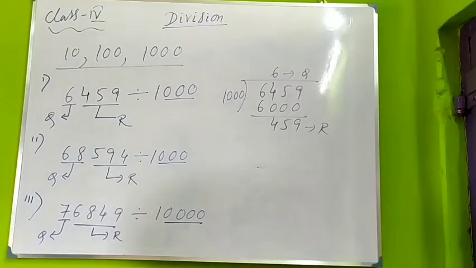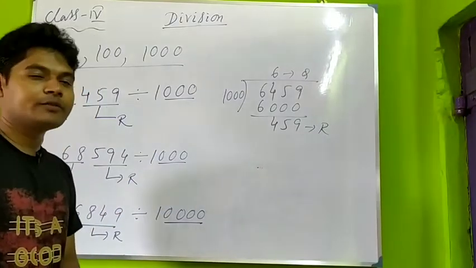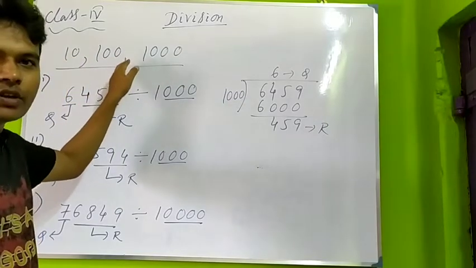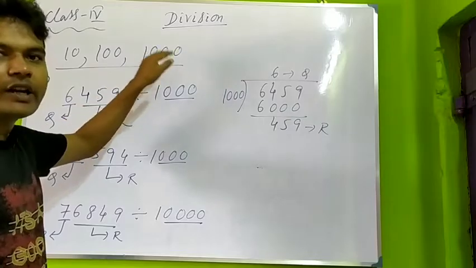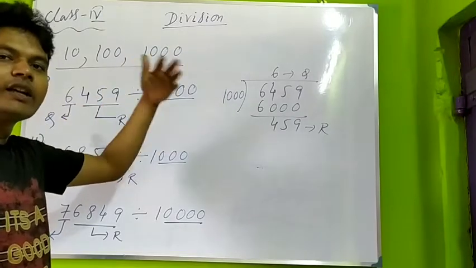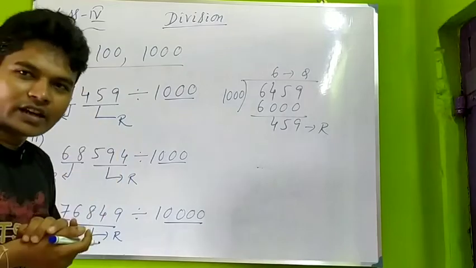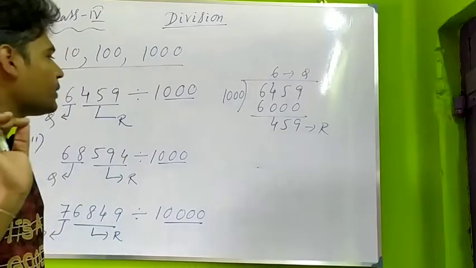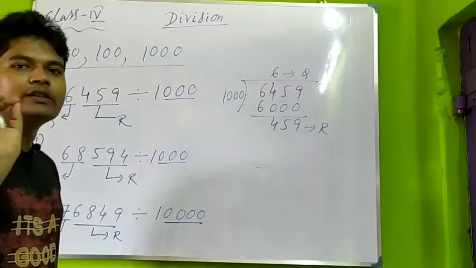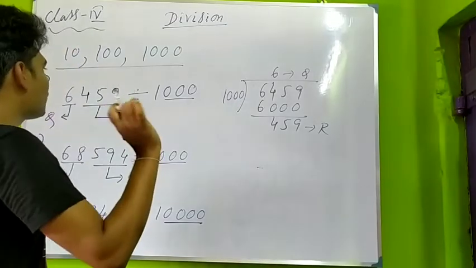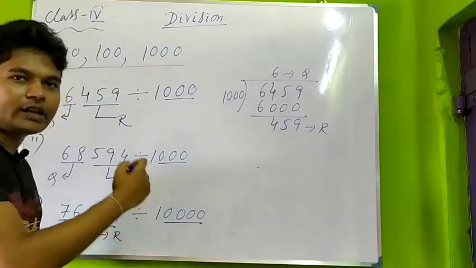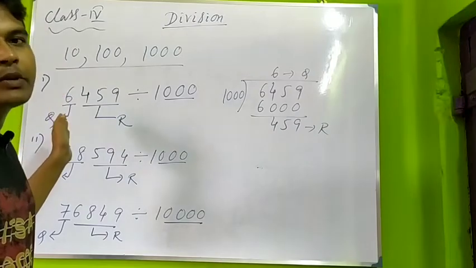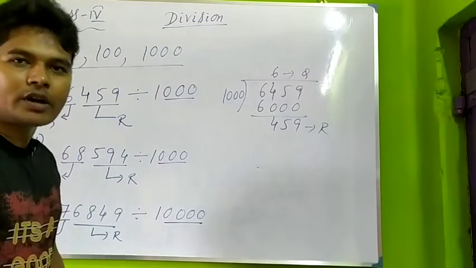So from this we can conclude that for all numbers where 1 is fixed and there is an increasing number of zeros, such as 10, 100, 1000, 10,000, then 1 lakh, 10 lakh, up to 1 crore or more, we can divide by this simplest shortcut method. At first you check in the divisor how many zeros there are, then the same number of digits will be removed from the right hand side, which represent the remainder, and the remaining digits represent the quotient. Okay, so did all of you understand this?